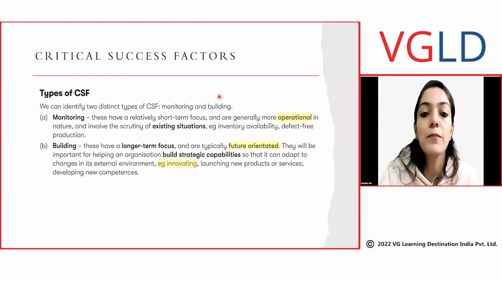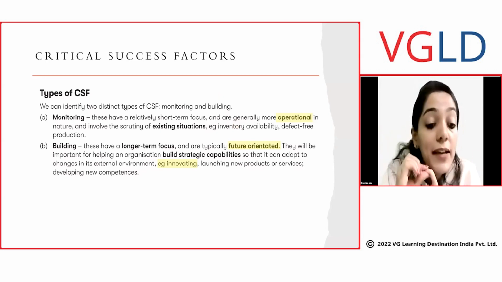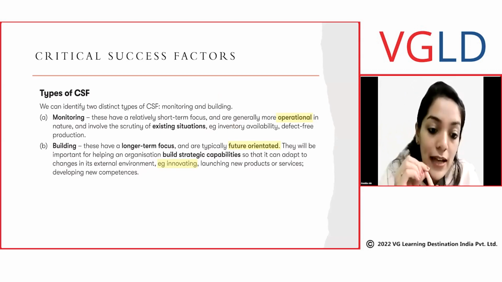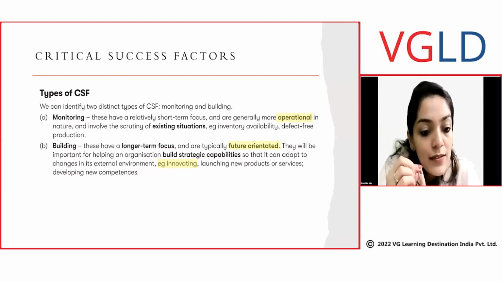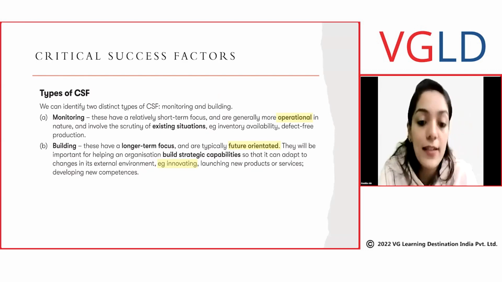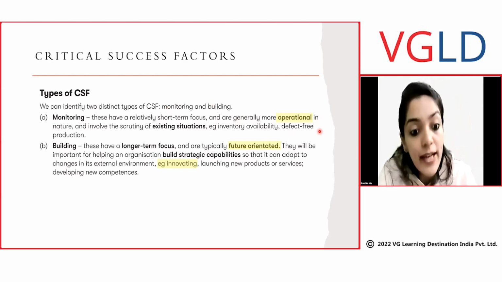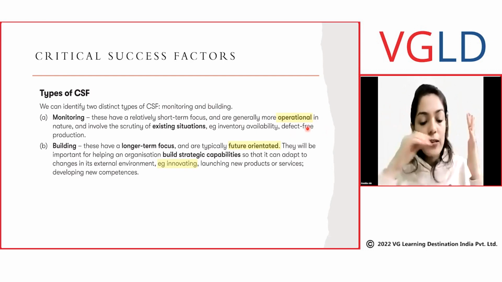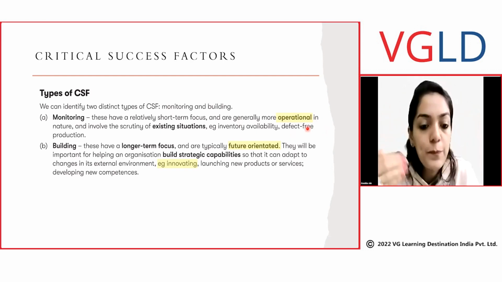Give me examples. For a manufacturing company, they have given inventory availability. Very simple now. Drivers availability. Whether there are drivers, then fuel prices. These are internal operational factors, right? So this is known as monitoring CSF. Defect-free production, cancellation-free rides. So I hope you can relate. These are all operational in nature and very short-term focused.